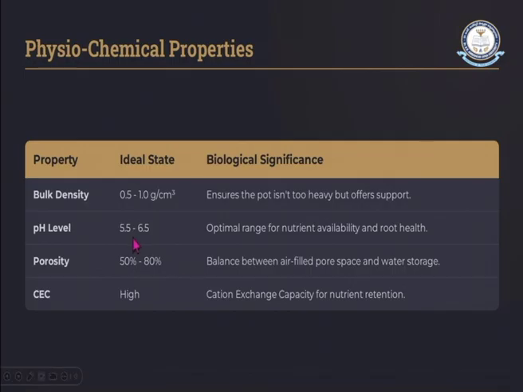Then the pH level has to be 5.5 to 6.5, and this is an optimal range for nutrient availability and also for root health. If the pH value is too low, we can add lime to it, and if the pH value is too high, gypsum can help.